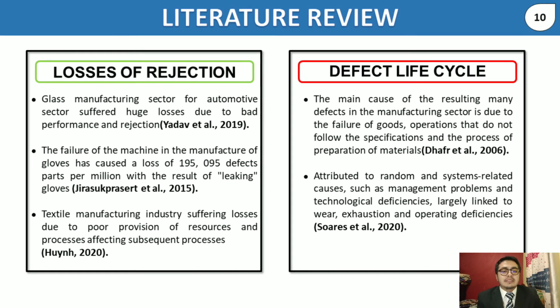The next subtopic is about the defect life cycle. A study by Duff stated that defects in the manufacturing sector result from the failure of goods, operations that do not follow the specification, and the process of preparation of material. Soares and friends in 2020 stated it is also attributed to random and system-related causes, such as management problems and technological deficiencies, largely linked to wear, exhaustion, and operation deficiencies.